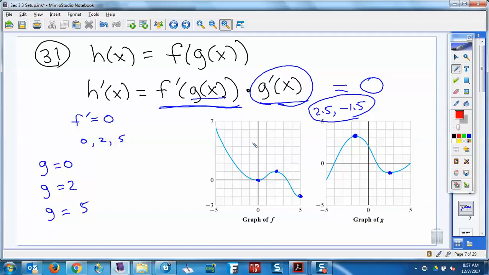So when is G 0? Right, so that's at 1, 2, 3, 4. So negative 4, 1, and 5. So we've got to put those along with those. When is G 2?